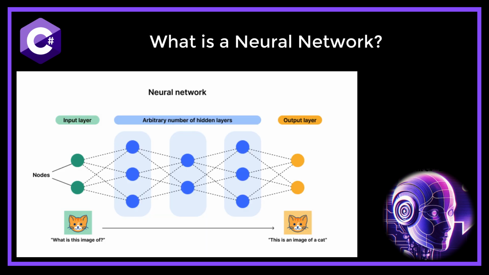Neurons in a neural network are organized into layers. We typically have an input layer where data enters the network, one or more hidden layers where computation happens, and an output layer, which provides the final result. Each neuron in one layer is connected to every neuron in the next layer.